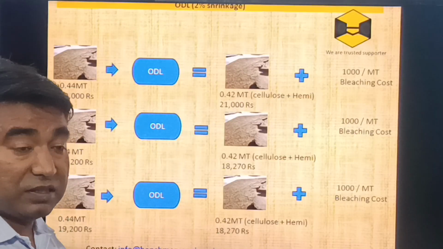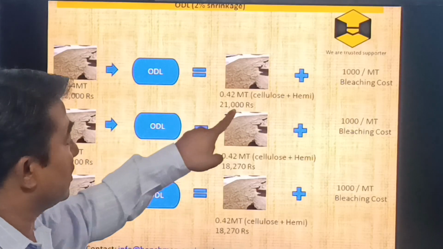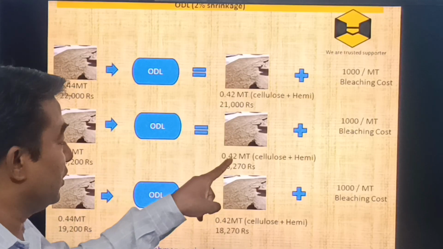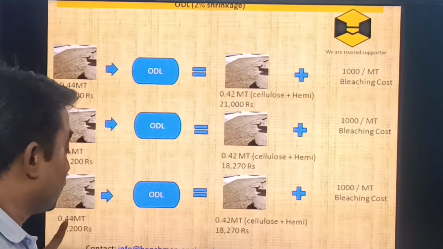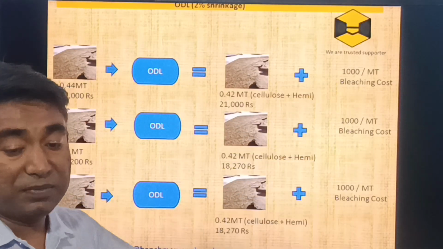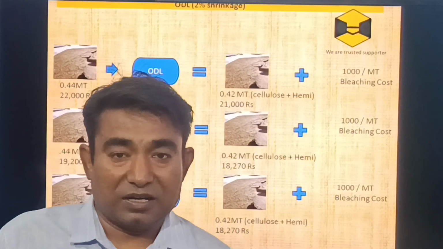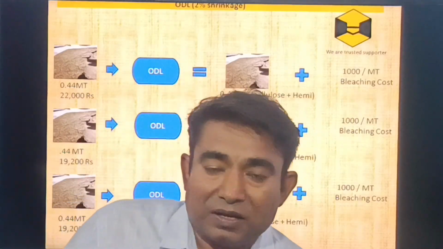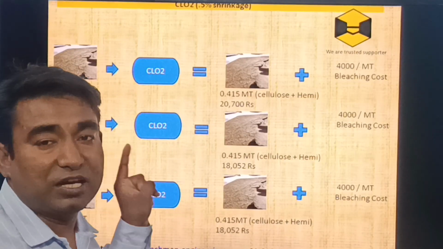Suppose there is an alternative between chlorination and ODL. So probably it shrinks this much. For the wheat straw, this will shrink to this much, means 0.44 to 0.42. And for the bagasse also, the pulp shrinkage will be 0.44 metric ton to 0.4 metric ton, and bleaching cost will be 1,000 rupees per metric ton, because ODL uses caustic, fresh caustic lye, MgSO4, and power and steam, as well as oxygen also.